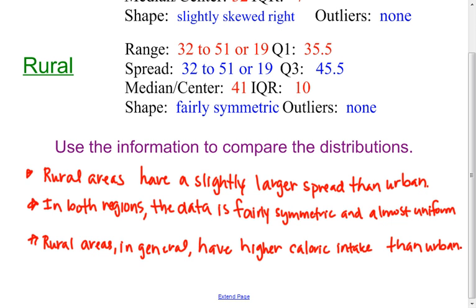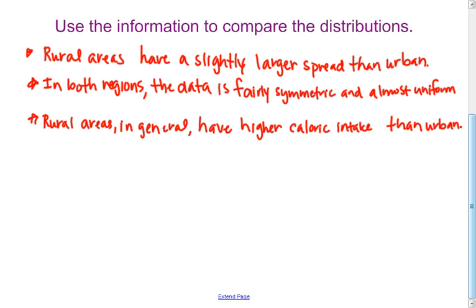And lastly, I don't think there's any unusual pieces of data in there that stick out to me that are really big or really small. In other words, there's no outliers in there. But I would say there is no unusual data.